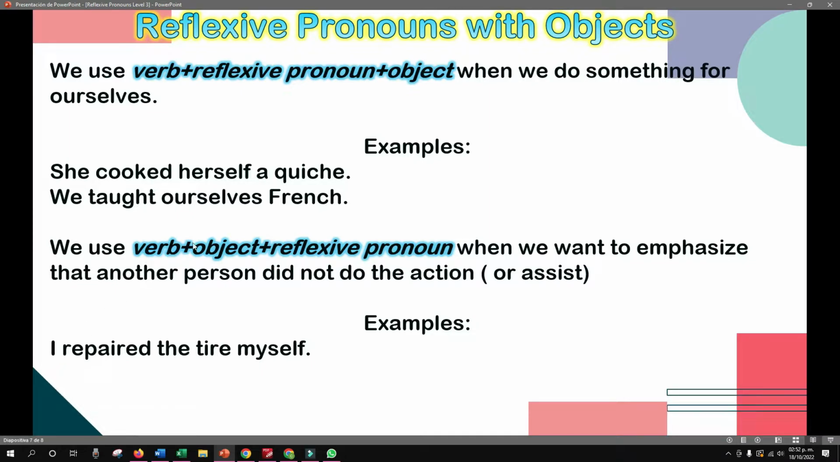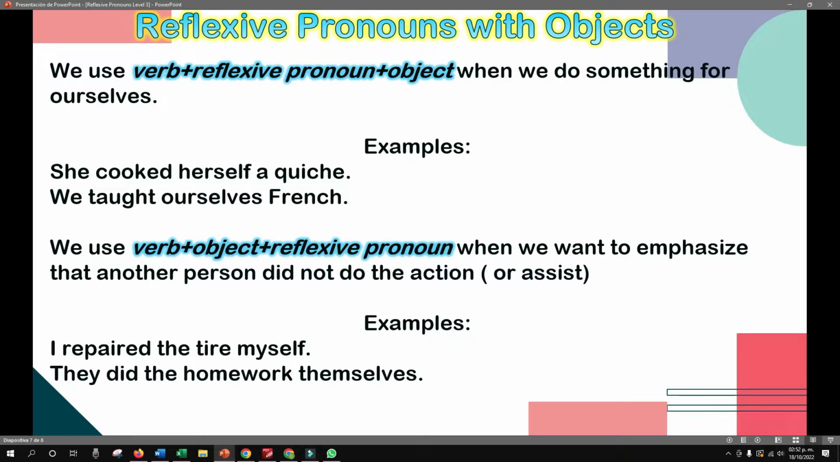Entonces, vean la estructura. Sujeto, verbo, aquí tenemos el objeto que responde a la pregunta ¿qué? ¿Qué reparó él? La llanta. Y luego tenemos el pronombre reflexivo que nos ayuda para hacer énfasis.